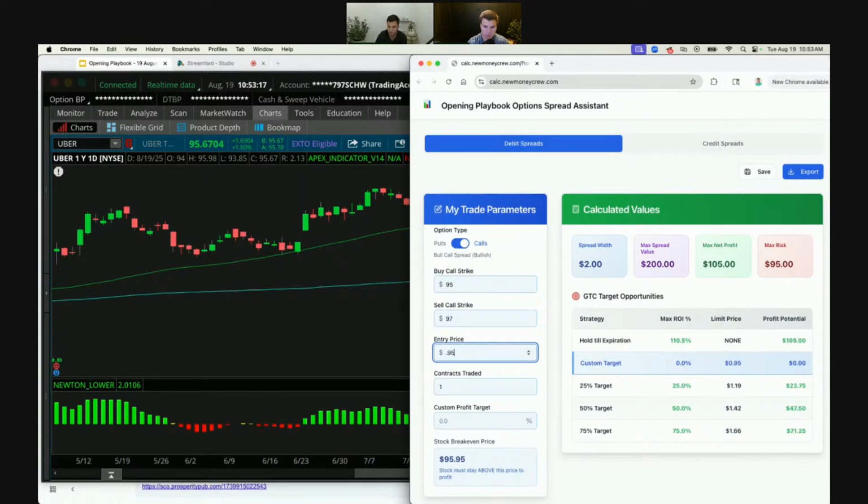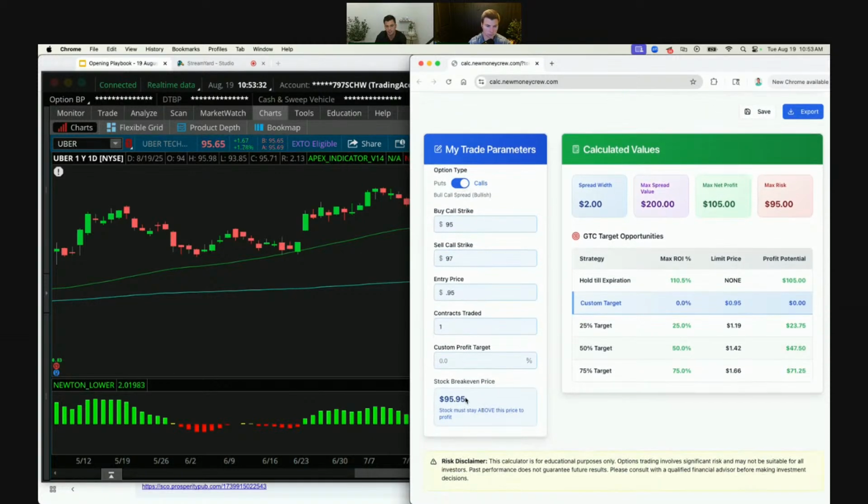Entry price, 95 cents. Again, we're going for 110% maximum ROI here on a very small move in this stock, about a 1.5% move for Uber, and you double your money. If you want to use profit targets, be my guest. Oh, look at this, Nate. I didn't even notice this. You put in the break-even price. Of course I put in the break-even price, Graham. I do everything you ask for, you get from me. Awesome.